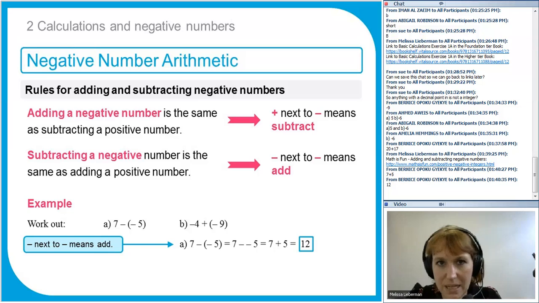So please use your calculator throughout the course. It's not cheating. It's a good way of checking your answer. You go through it even when you're doing arithmetic like this.